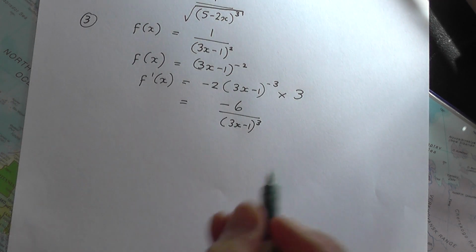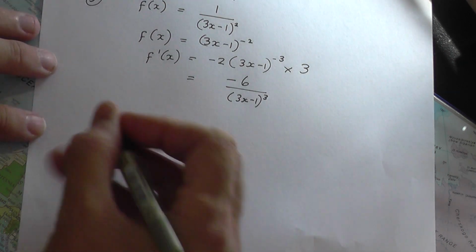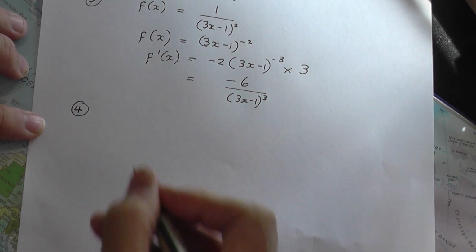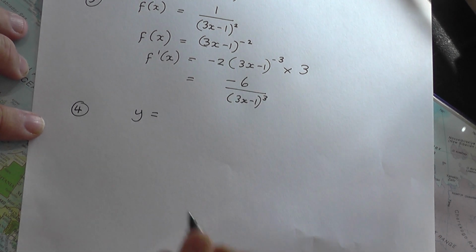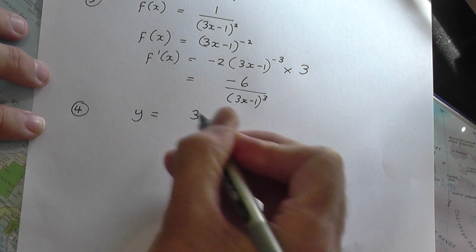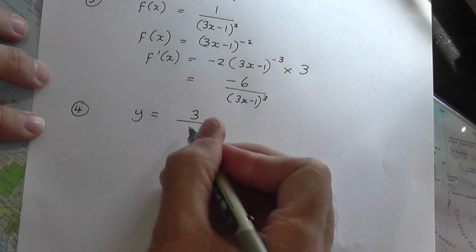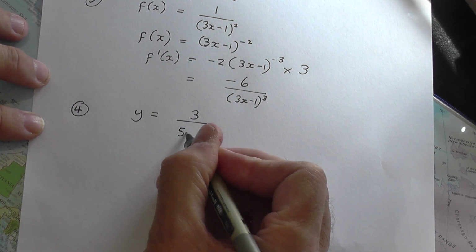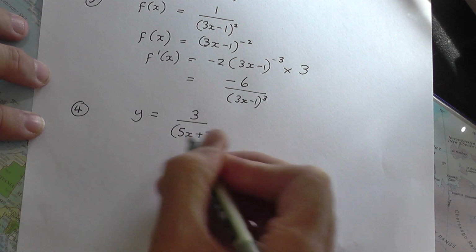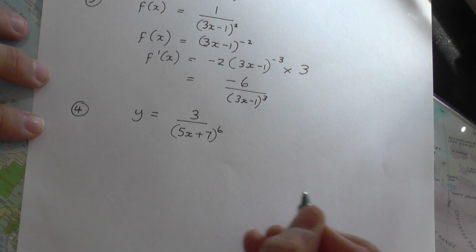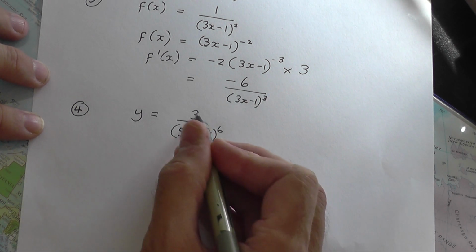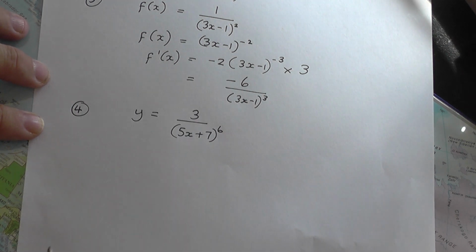Okay, how about number 4 then? One more in this little batch of videos. Let's go back to y equals, let's say we had 3 on the top over (5x plus 7) to a power 6. Don't let that 3 put you off. It's very straightforward. You first of all do not use the quotient rule again. There's no x's on the top.